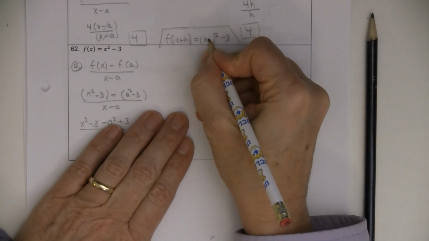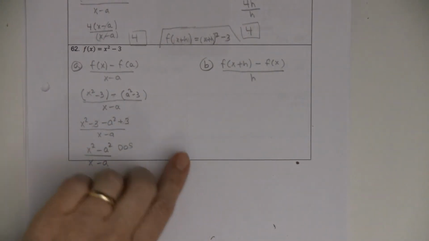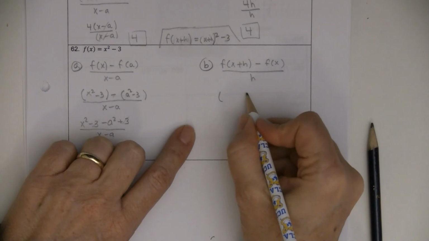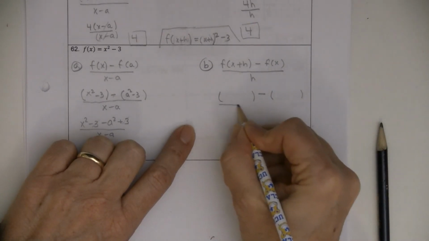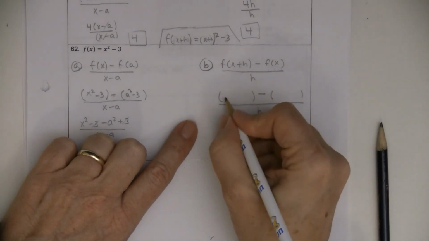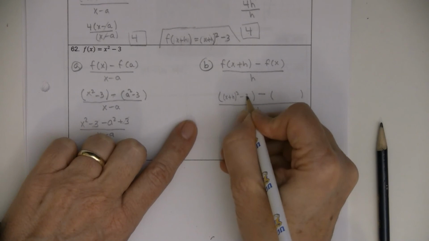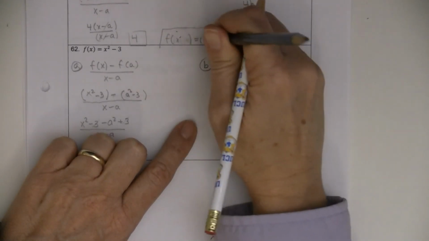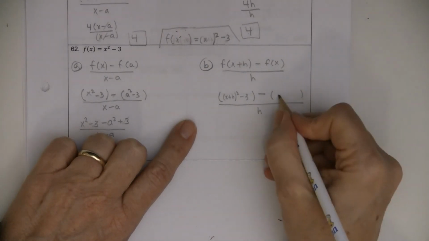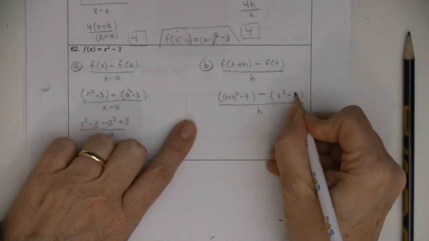So x plus h. So what I'm going to have in here is x plus h squared minus 3. And then what I'm going to have in here, when I just replace it with x, is just x squared minus 3.